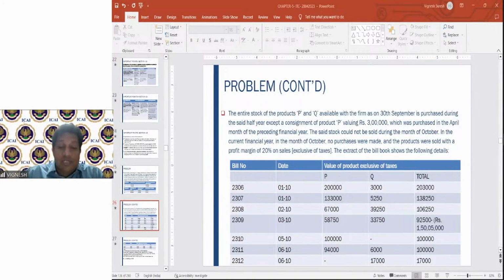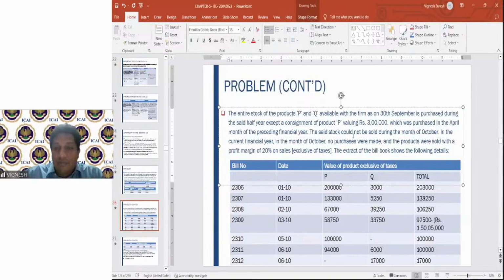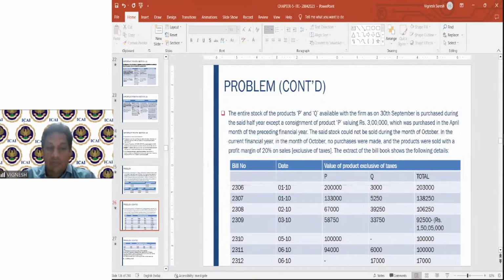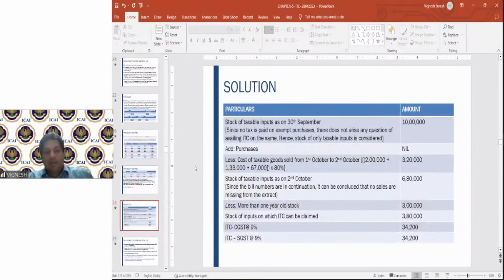Now, out of the 6,80,000, if you look at the problem, it says one thing here. Consignment of product valued at 3 lakhs, which was purchased in April month of the preceding financial year. Now you are in October, so preceding financial year April means more than 12 months before he has purchased that. So this 3 lakhs will not be taken into consideration. You have to remove that, then you will get the final stock on which the input can be claimed. So this is what we are discussing.